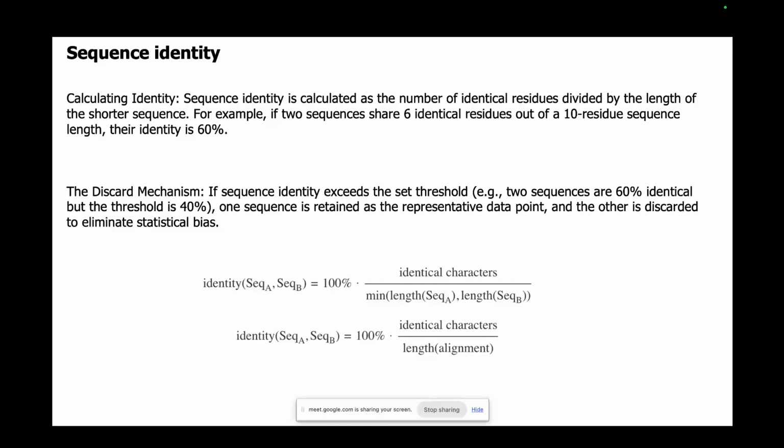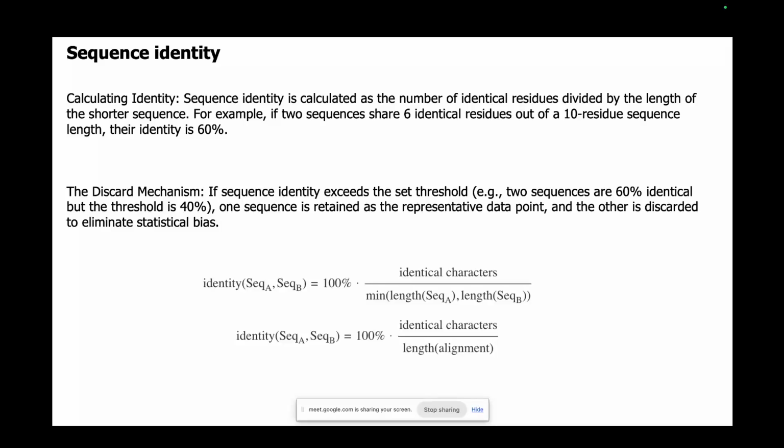We have talked about sequence alignment, where we are trying to align a particular set of amino acid sequences to a larger sequence or a similar protein in other species other than humans. From that you can also calculate the sequence similarity. The identity of two sequences is calculated as the number of identical residues divided by the length of the shorter sequence. So if two sequences share 6 identical residues, and both are 10 residues long, the identity is 60%.